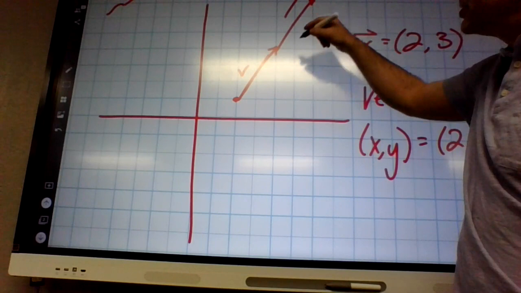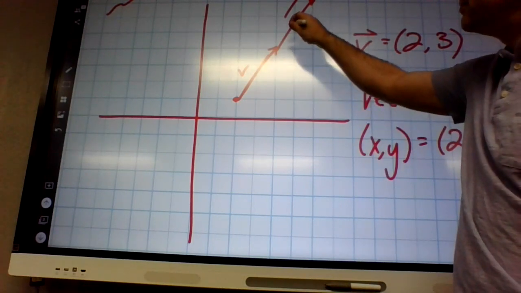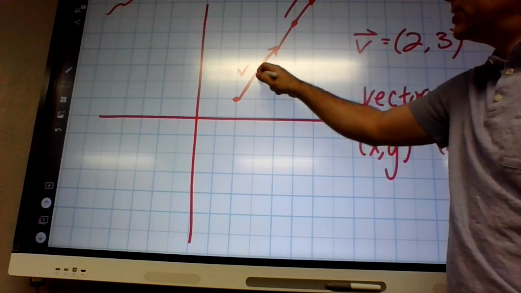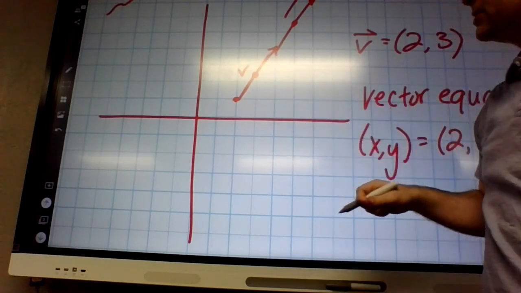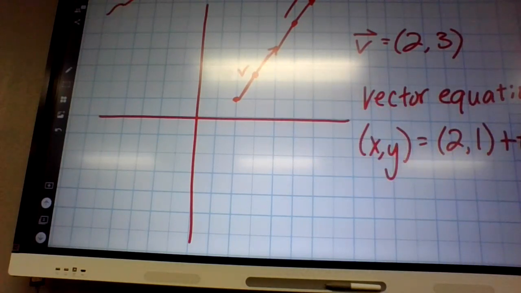Or you could say, where's it going to be after an hour and a half? Right there. Or where's it going to be in half an hour? Right there. So you just plug in the time and that gives you the location.